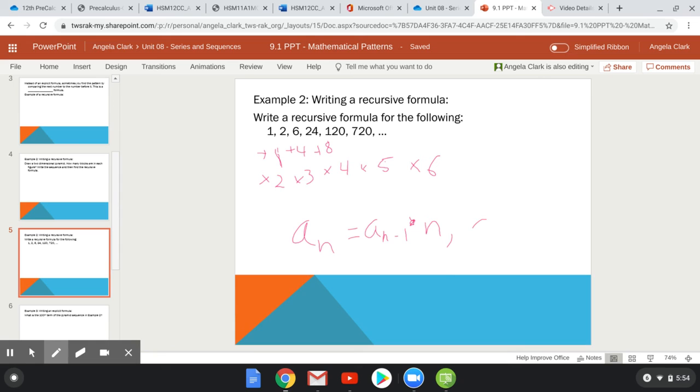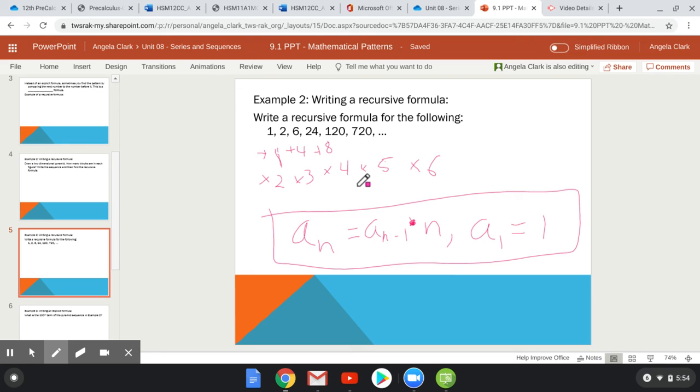And then I also need to state, sorry, that's supposed to be a multiplication symbol, but it didn't turn out very good. Let's see if I can get that a little bit better. Okay. I also need to state the first term in order to have a complete recursive formula, because I always need to know a term, because I have to have something to plug in originally. So this is going to be my recursive formula. I'm taking the previous term and I'm multiplying it by the number of the next term.